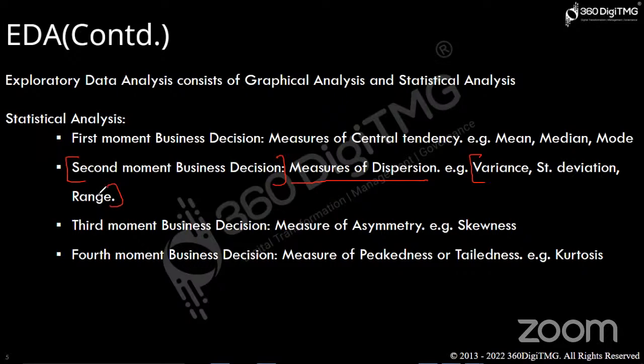We are going to calculate these three different measures to get to the measure of dispersion. In the same way, we have the third moment business decision, that is measure of asymmetry. In case of measure of asymmetry, we are going to look into skewness. The skewness factor is very important.